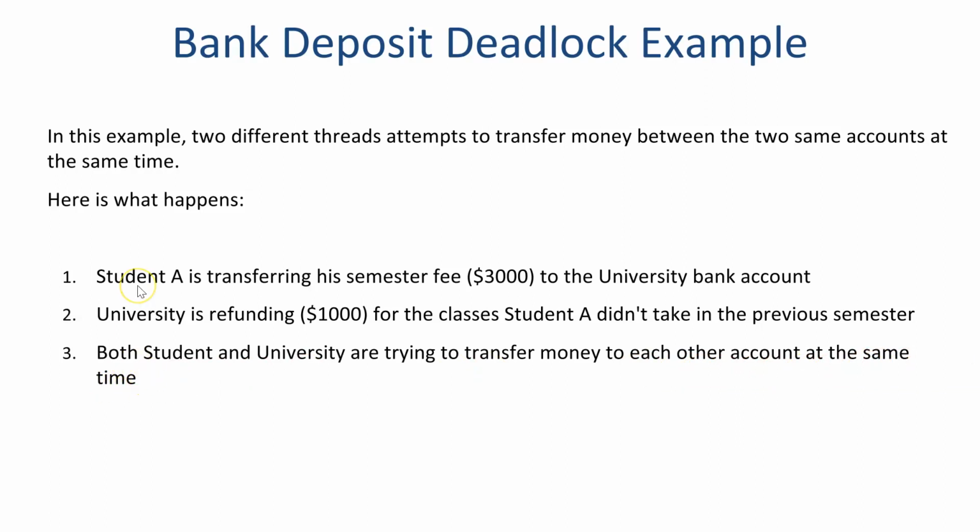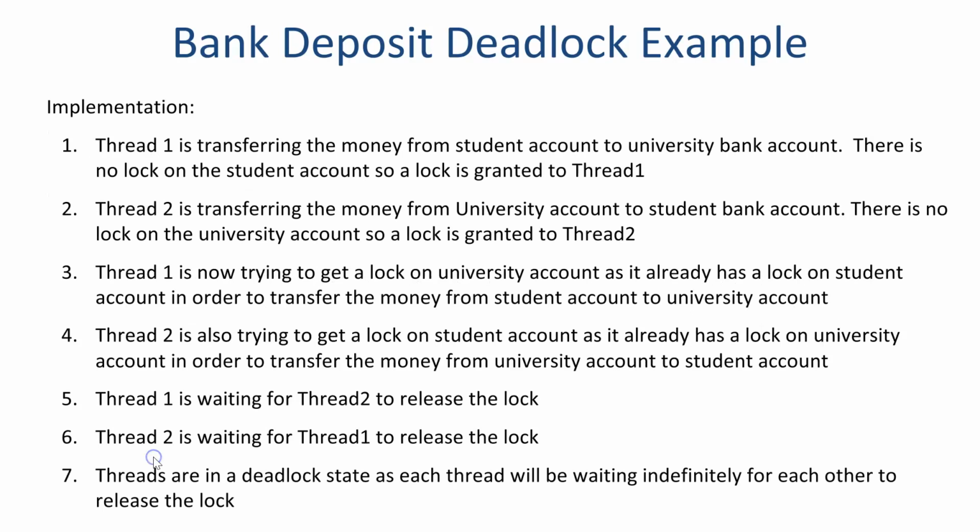So in this situation, student A is trying to transfer the semester fee, and university is trying to transfer the refund money to the student account, and both of them are trying to transfer at the same time. Now let's look into the implementation side. So from implementation, we have two threads. So thread 1 is transferring the money from a student account to university bank account. There is no lock on the student account, so a lock is guaranteed to thread 1. Now thread 2 is transferring the money from university account to student bank account. There is no lock on the university account, so a lock is guaranteed to thread 2.